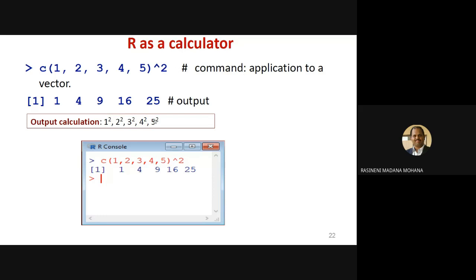So this command computes each and every value in the vector; it applies the power 2 to each value. You can see the output will be calculated like this: the vector consisting of 1 to 5, now power 2. So it takes 1 power 2, 2 power 2, 3 power 2, 4 power 2, 5 power 2. Then the final result is displayed: 1 power 2 is 1, 2 power 2 is 4, 3 power 2 is 9, 4 power 2 is 16, 5 power 2 is 25. So like that, all basic calculator operations can be performed with a vector.